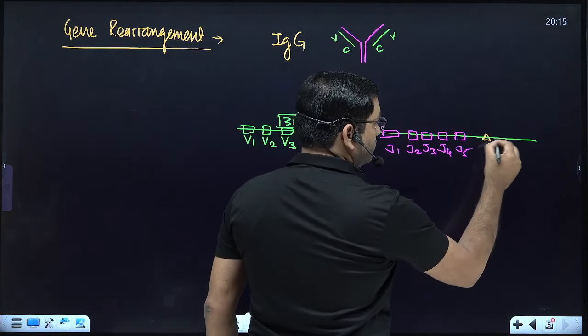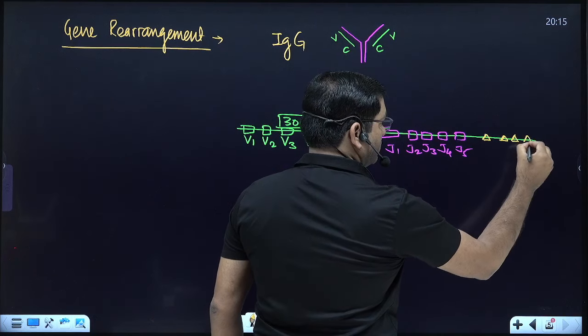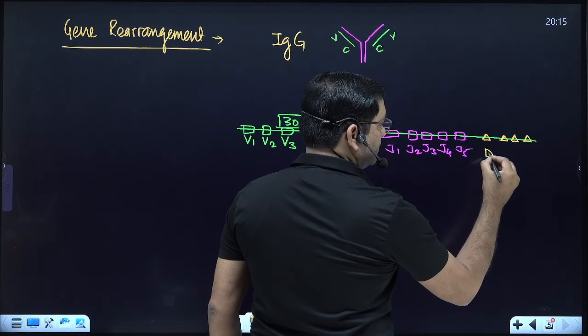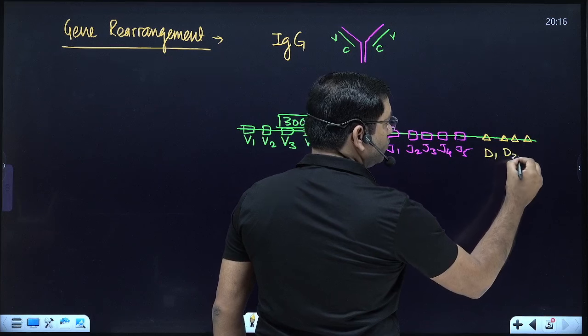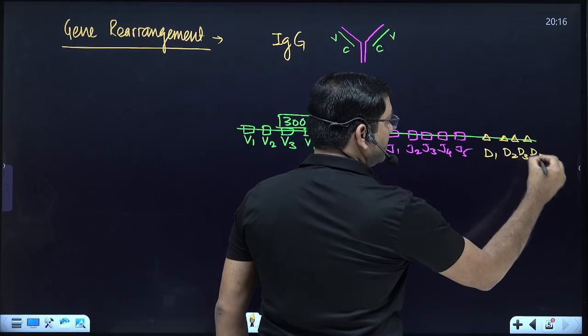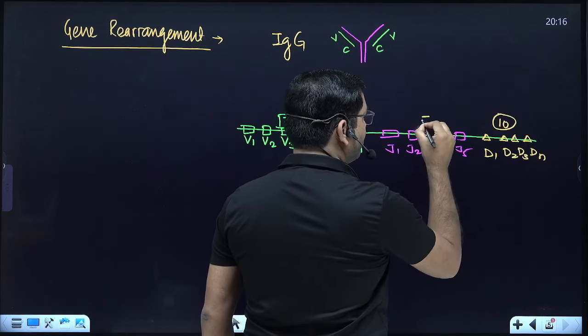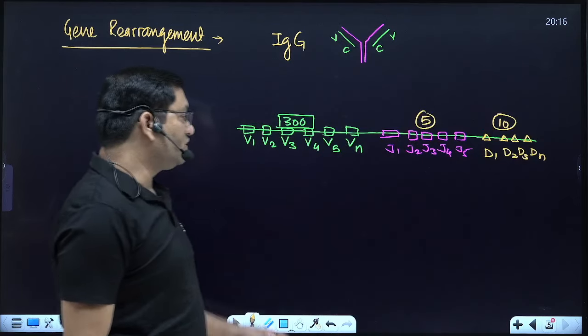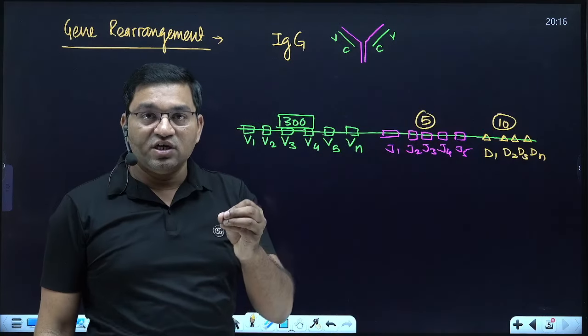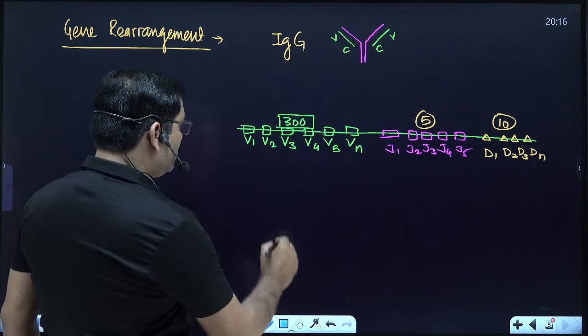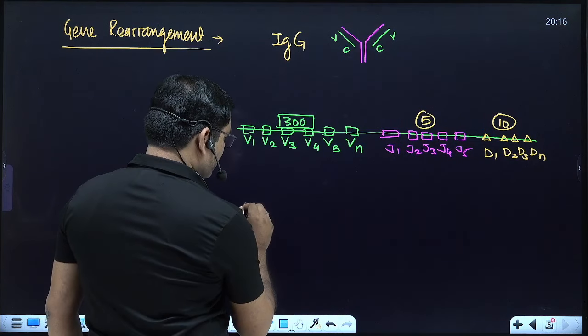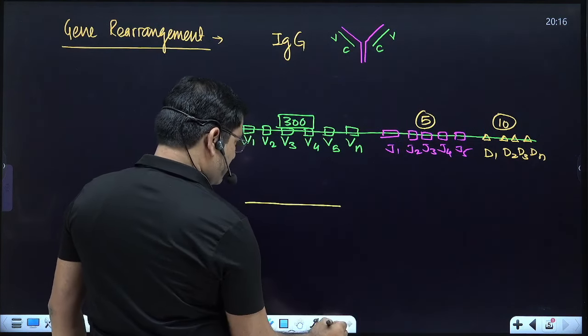Near about D1, D2, D3, Dn, there are near about 10 D genes. These are 5 genes. So by different combinations of genes, the copies are produced.